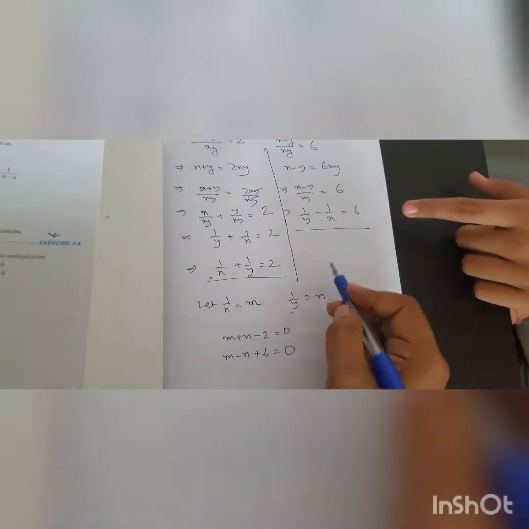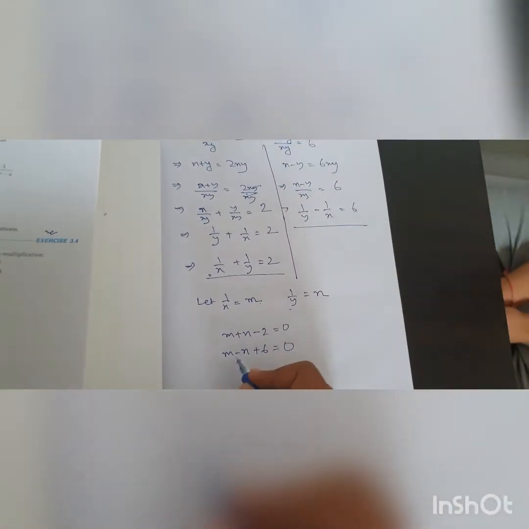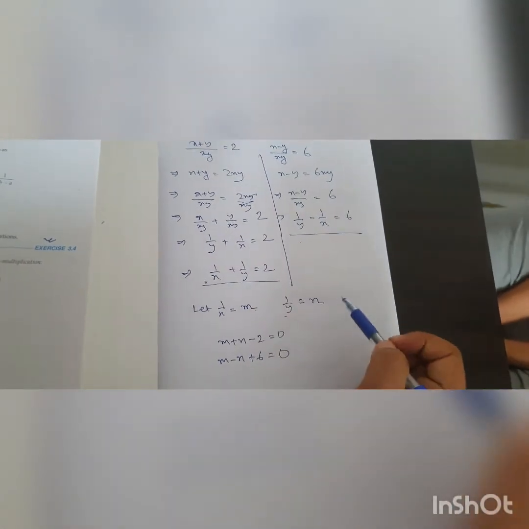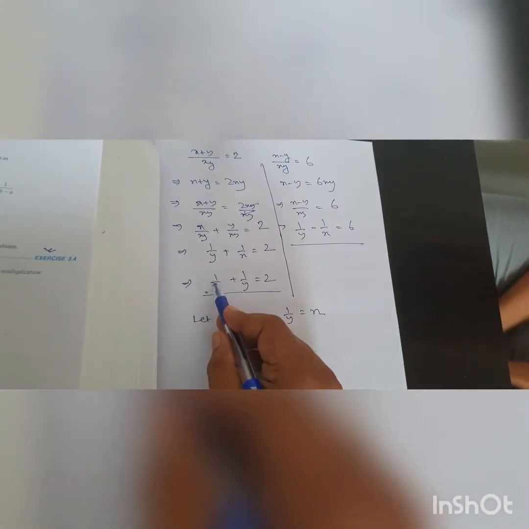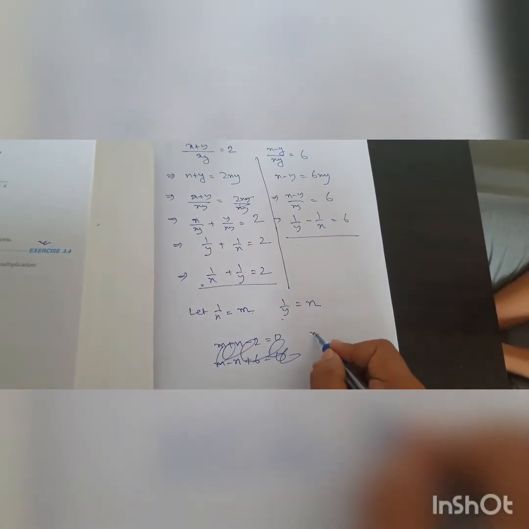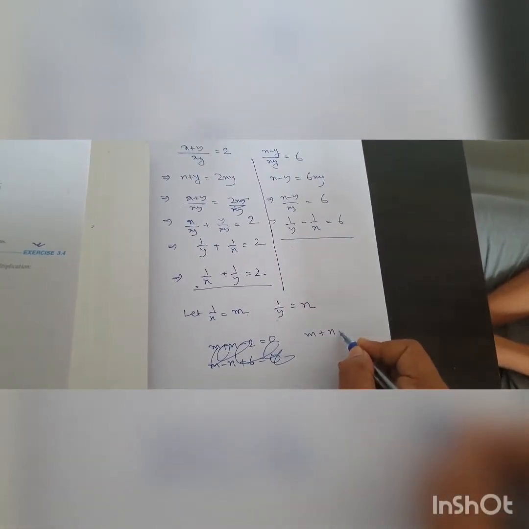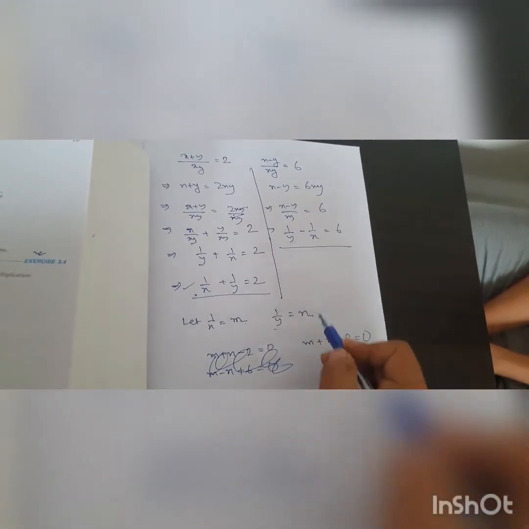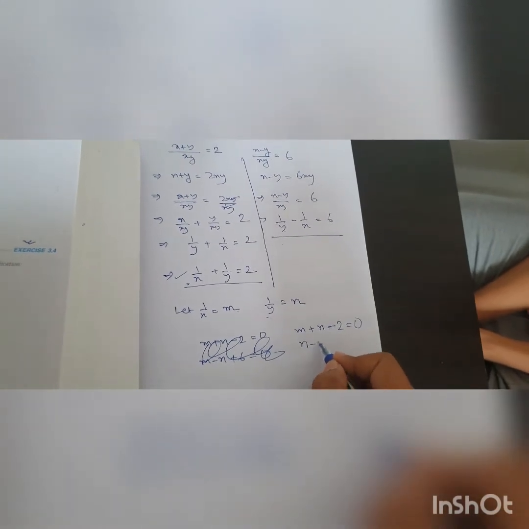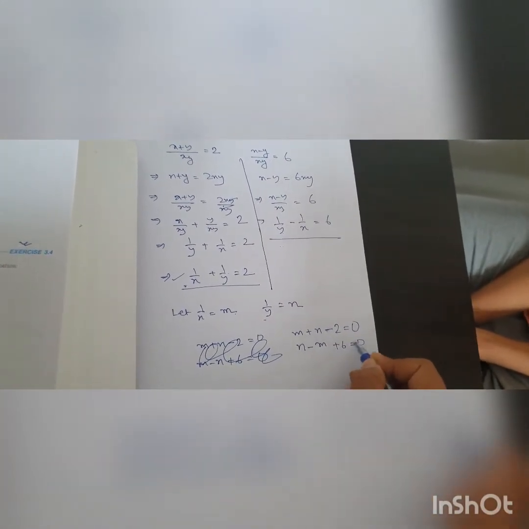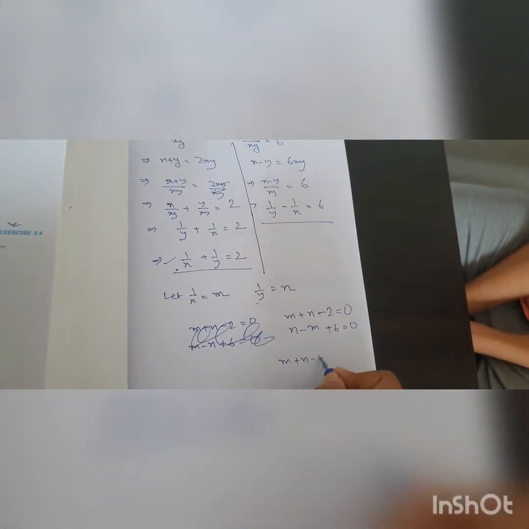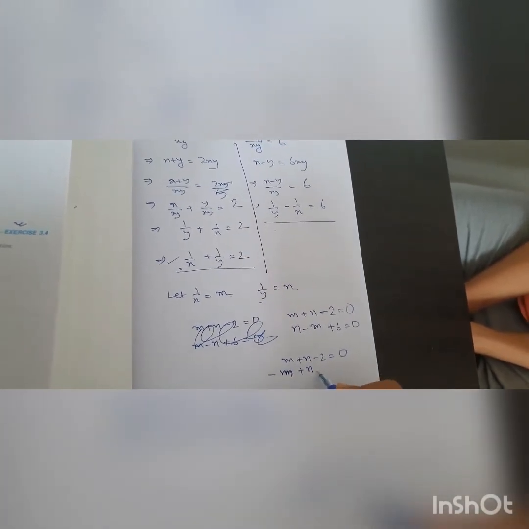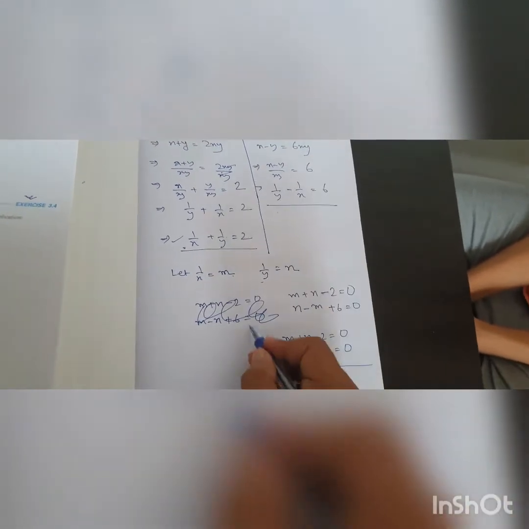Now, no, it is 1 by x plus 1 by y is equal to 2. So m plus n minus 2 is equal to 0. This will become like this. And here 1 by y, yeah, it will be n minus m plus 6 is equal to 0. But then you have to change it. m plus n minus 2 is equal to 0, and minus m plus n plus 6 is equal to 0. Now only you can apply cross multiplication properly.